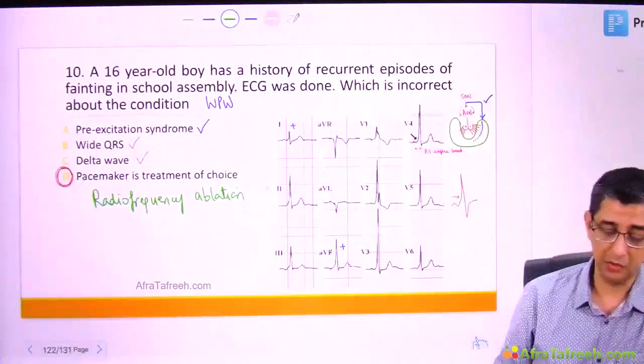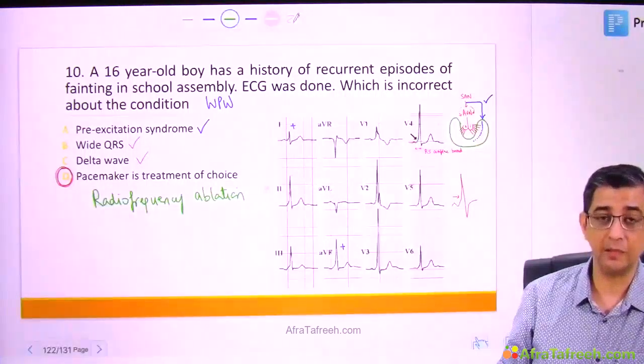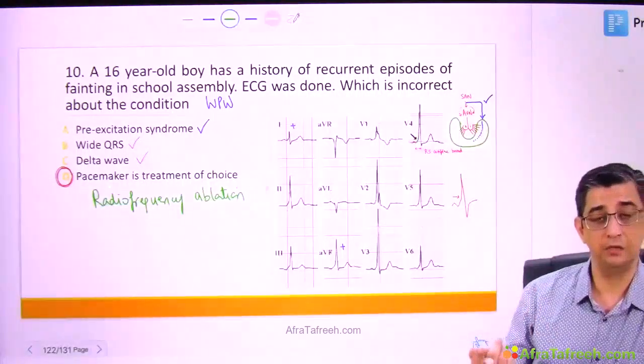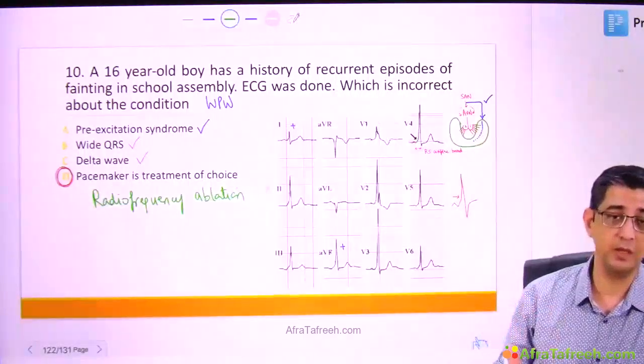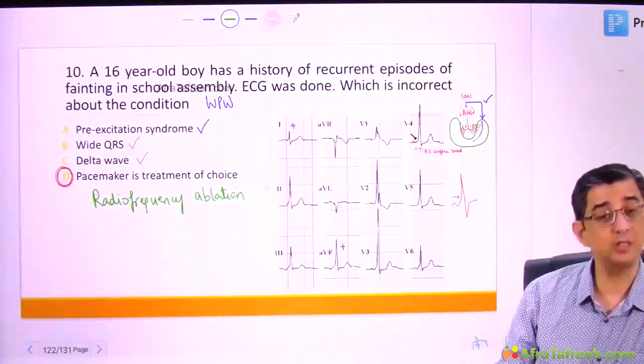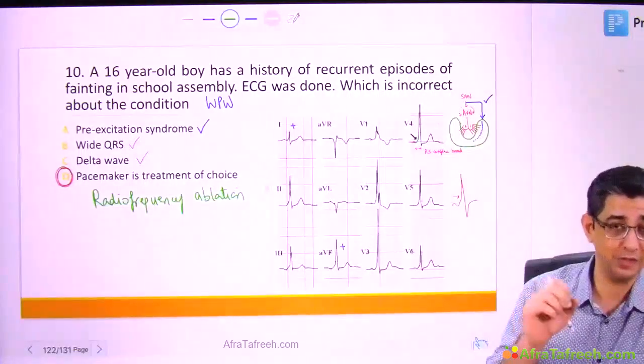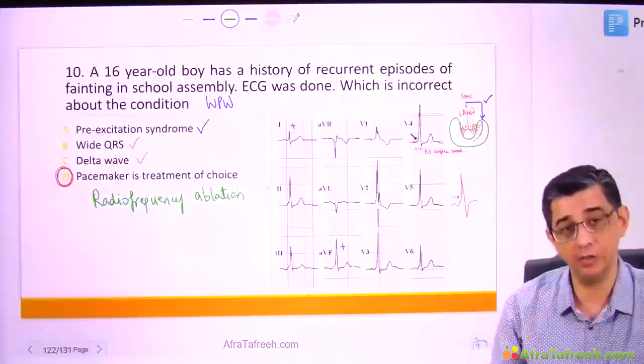The correct answer to this question is option number D. Please remember, we do not use an ICD here. ICD is used for tachyarrhythmias. We do not use a pacer or a pacemaker in this case. Why? Because a pacemaker is going to be used wherever the conduction defects are slow, or whenever I use the word heart blocks.